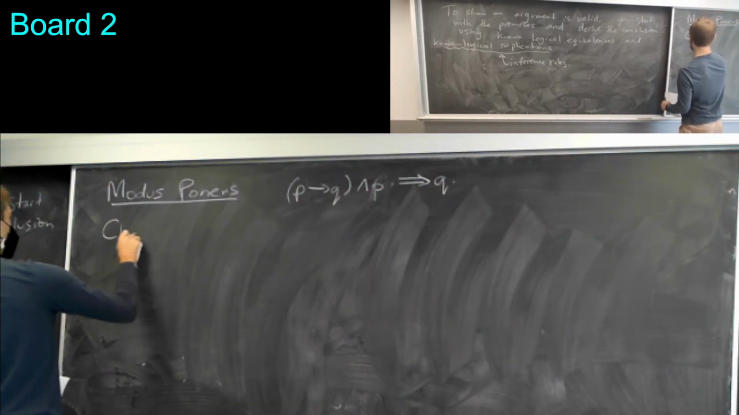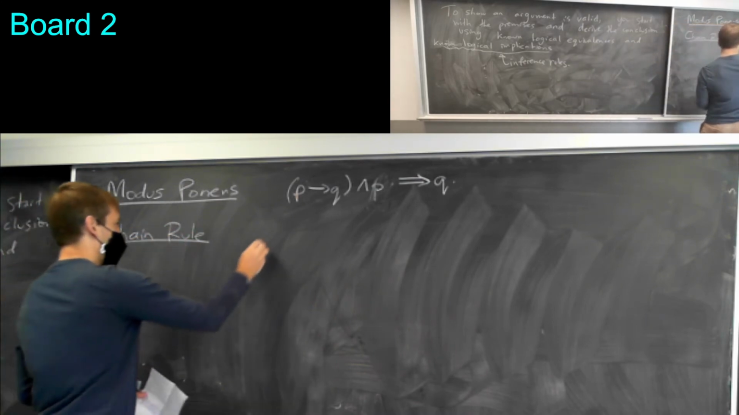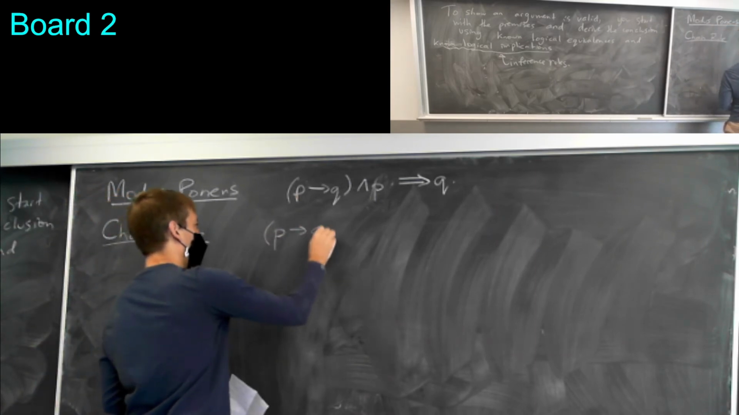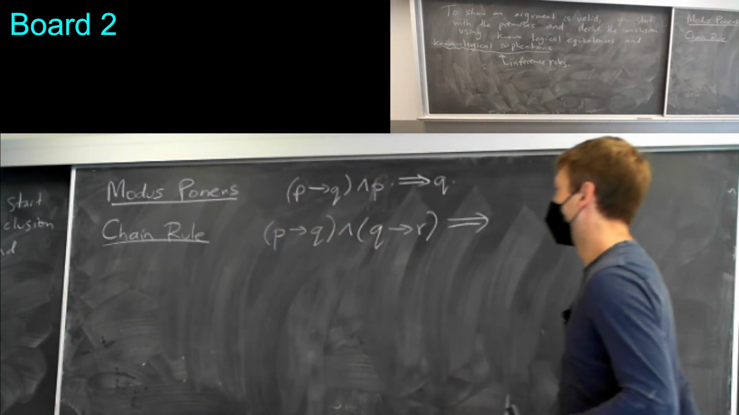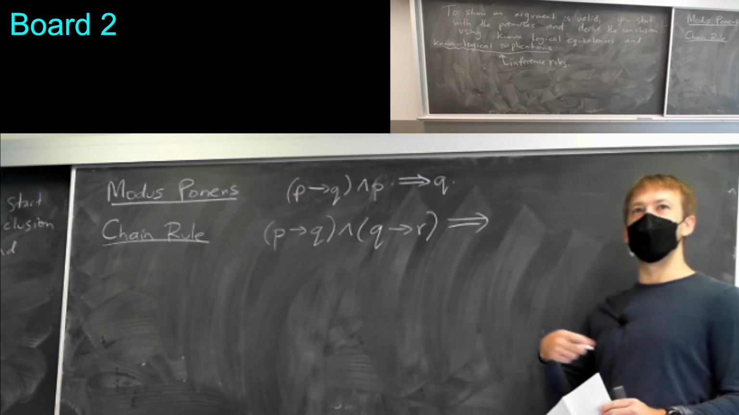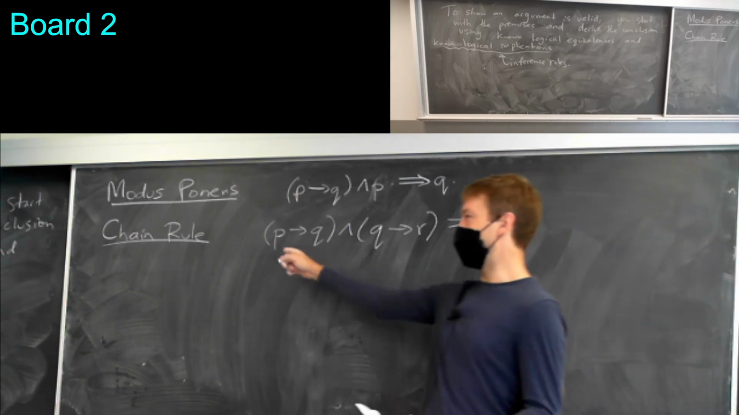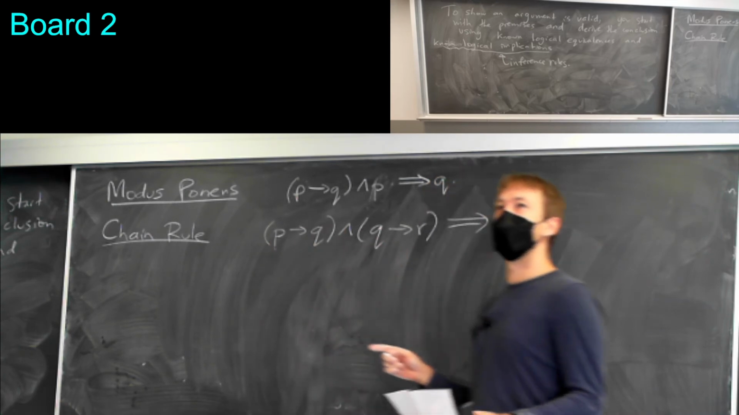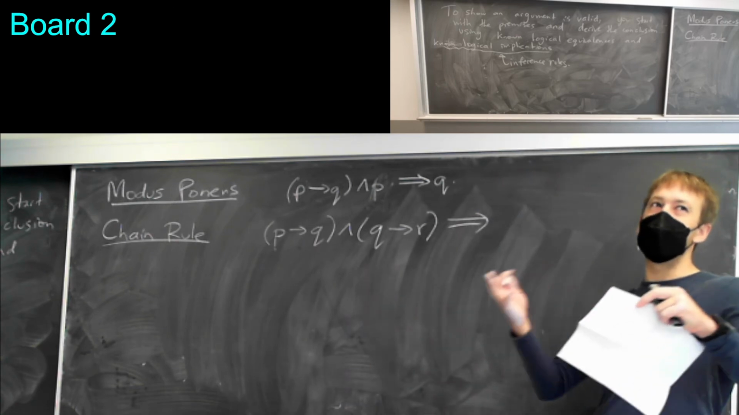Another one, which we call the chain rule, is if I know that P implies Q and Q implies R, any guesses what that's going to tell me? It's kind of like dominoes. If P implies Q and Q implies R, almost. Almost, because if I then told you P is true, then R would be true. But this doesn't tell you that R is true necessarily, because P might not be true.